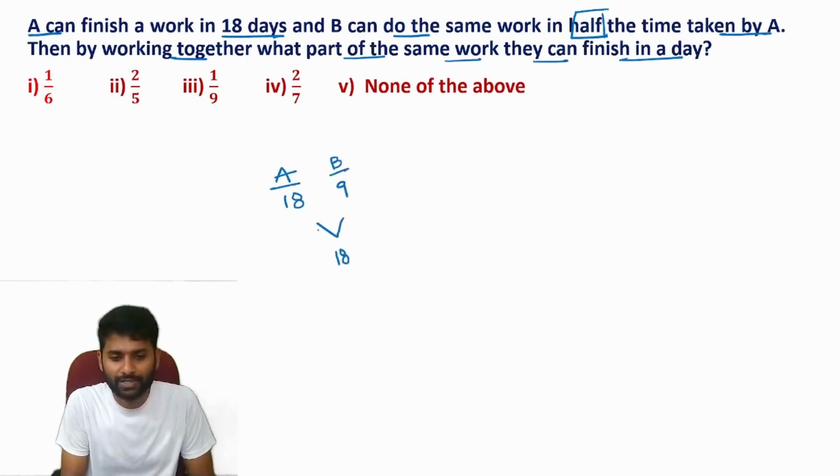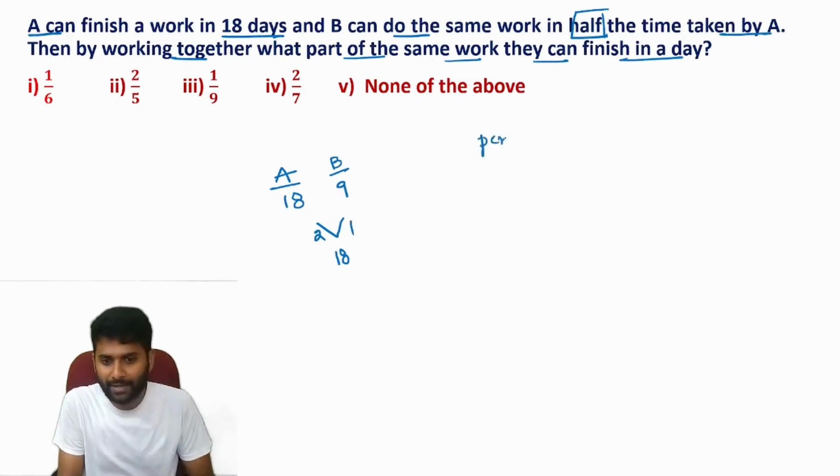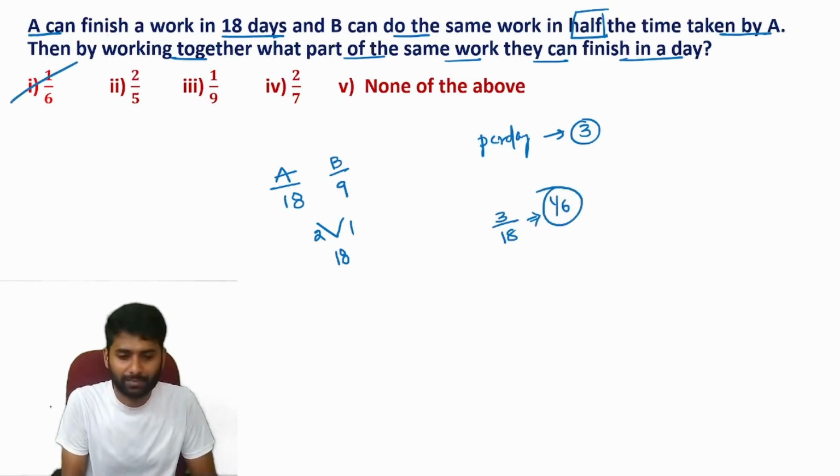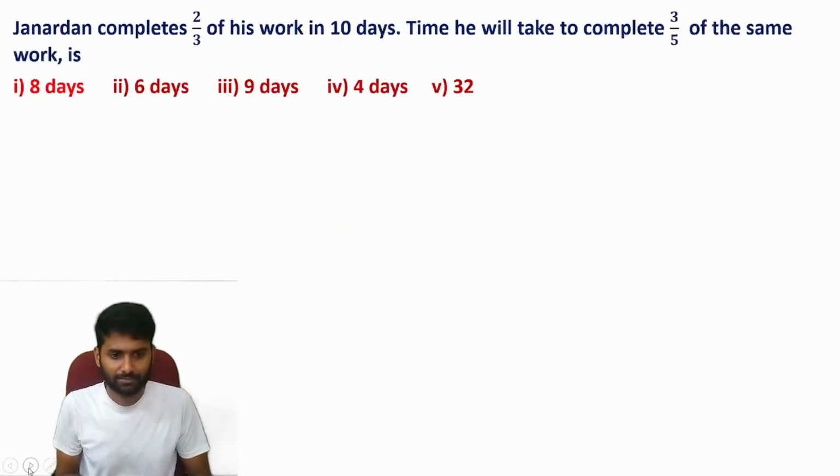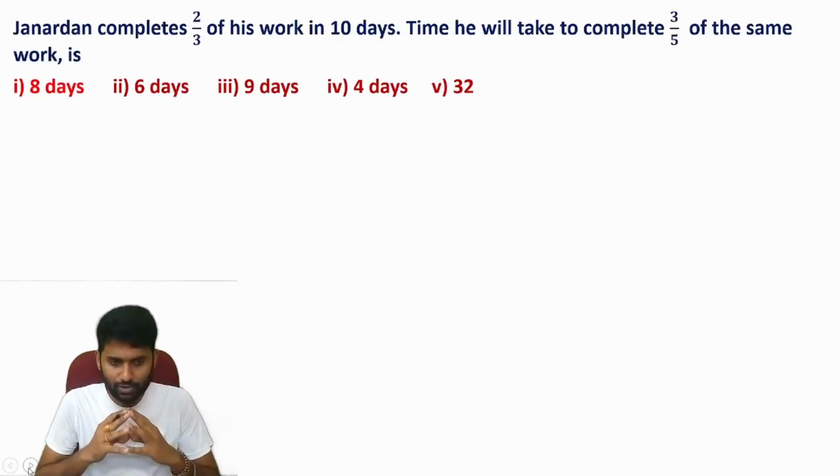Total work is 18 units. A's efficiency is 2 units, B's efficiency is 1 unit per day. So A completes 2, B completes 1, which means together they complete 3 units per day. Here the question is, in one day how much fraction of work will they complete? In one day they will complete 1/6 of the work, so the total work is completed in 6 days. Go through this question.